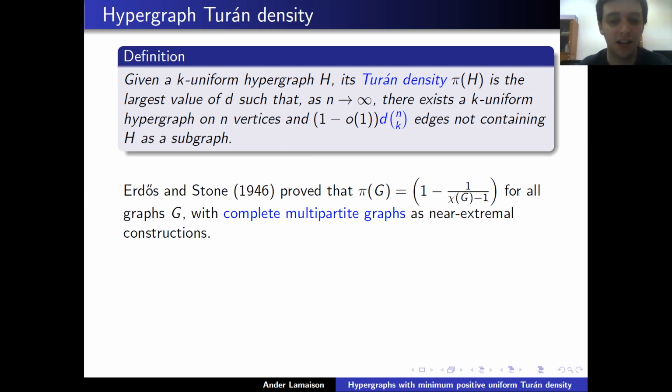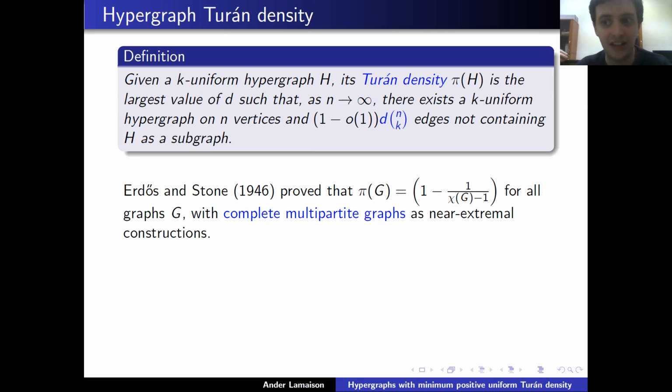Rödl and Schacht proved that for any graph, the Turán density depends only on the chromatic number. And that an asymptotically extremal construction is just to take a complete multipartite graph, which has chromatic number one less than the chromatic number of G. So that way you will never contain G. And this maximizes the number of edges that you can take with that. So for graphs, this question has been solved for 75 years.